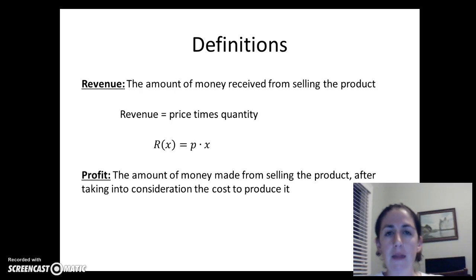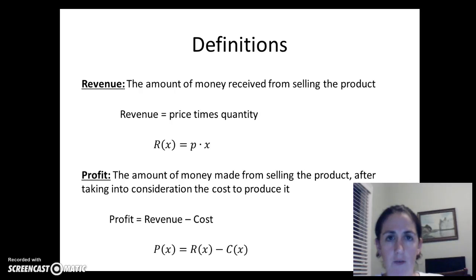Now your profit, this is the amount of money that you walk away with when it's all said and done. After you've paid the money to create your product, then you earn the money from selling your product. Anything that's left over, once you take into consideration cost, that's your profit. So you find your profit by taking your entire revenue equation and subtracting off your entire cost function.